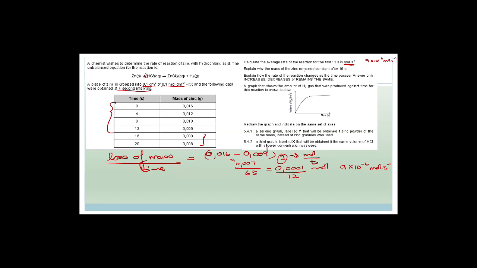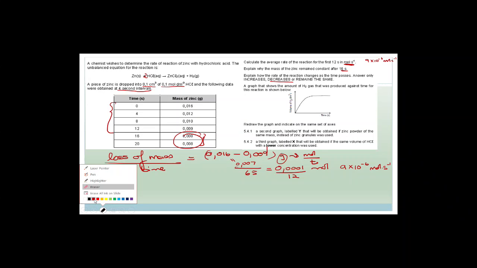Now it says, explain why the mass of zinc has remained constant after 16 seconds. The reaction has run to completion. It is finished. There is no more zinc being changed into zinc chloride and hydrogen gas. That's it. The reaction has finished. Now it says, explain how the rate of reaction changes as time passes. Answer only increases, decreases, or remains the same. It's obviously going to decrease, and you can even see that. The difference is 4, but you know what I'm saying. Yeah, it is only 2, and that is 1, and that's 1. So the reaction rate is obviously decreasing, and the reason for this is because as the reaction continues, there are fewer and fewer reactants available to have the reaction.